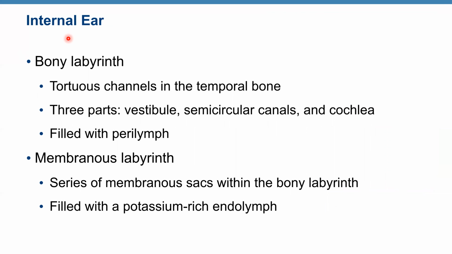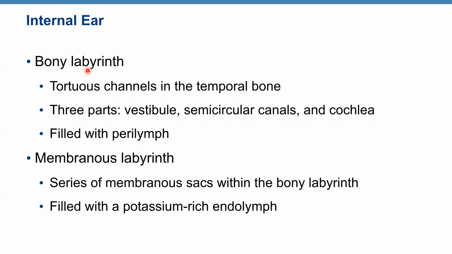Now, inner ear has lots of structure with very, very weird names. But this is what we need to understand. Internal ear has bony structure. It's called bony labyrinth. Inside this bony structure, we have membranous structure, so it's called membranous labyrinth. And inside the membranous structure, we have sensory structure that can sense sound or, you know, movement.